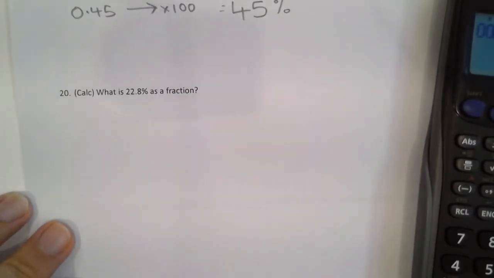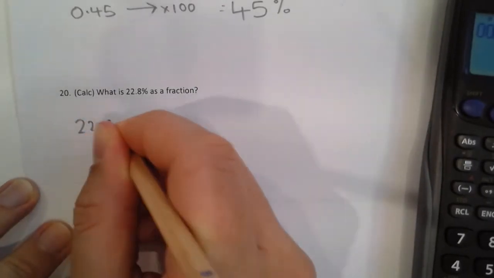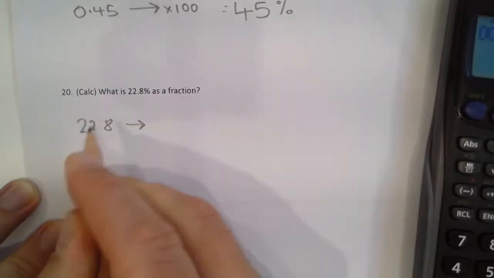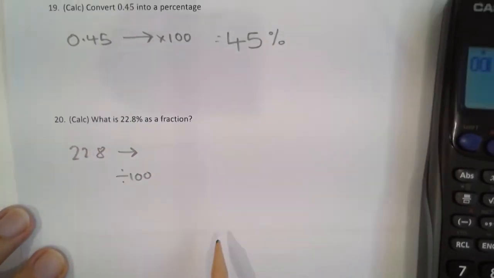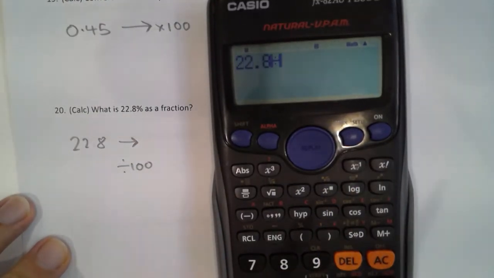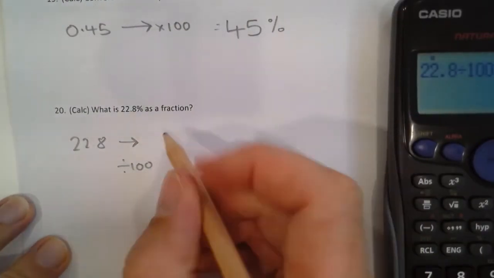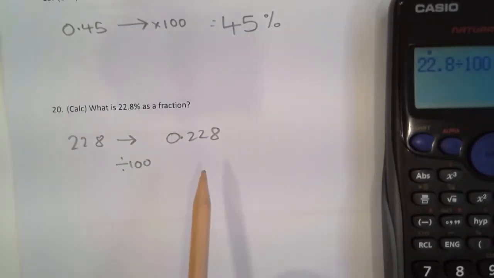Favourite sub question. What is 22.8% as a fraction? Well, first, change it to a decimal. To change percentage to decimal, you divide by 100. Like the opposite of what we did just above. So 22.8 divided by 100 is 0.228. So that's it as a decimal.